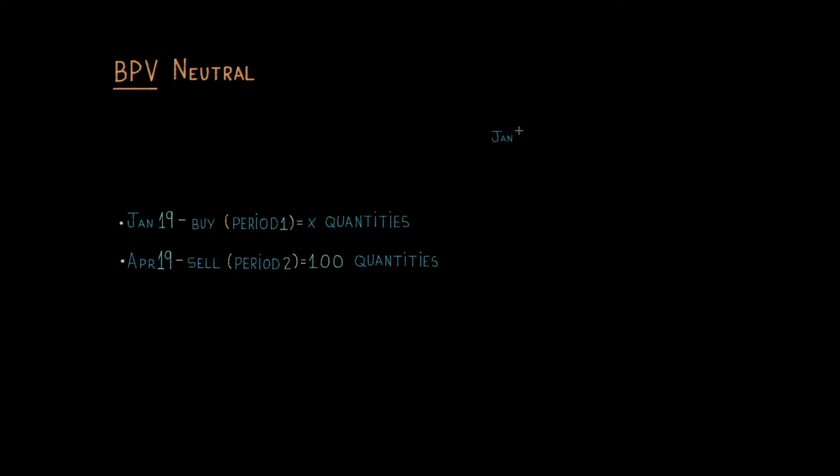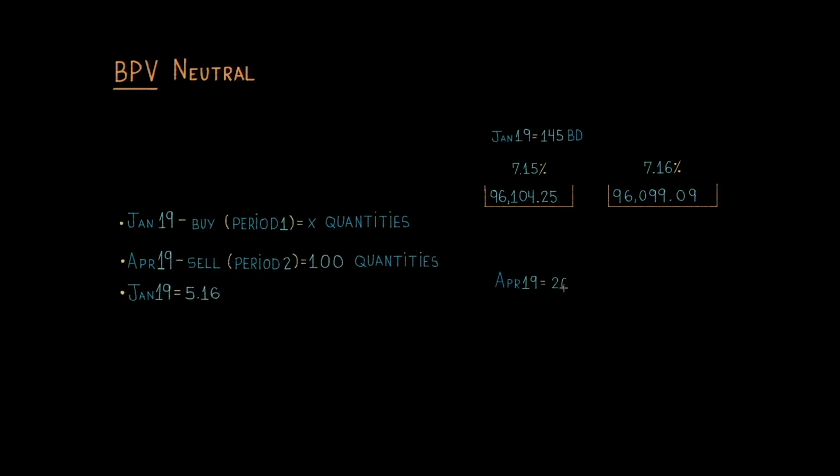The January 2019 futures contract with 145 business days has a rate of 7.15% PA and a PU of 96,104.25. With a 1 BP shock, the rate becomes 7.16% PA and the PU is 96,099.09. This results in a difference of 5.16. The April 2019 contract with 205 business days has a rate of 7.47% PA and a PU of 94,307.90. With a 1 BP shock, the rate becomes 7.48% PA and the PU is 94,300.76. The difference is 7.14.